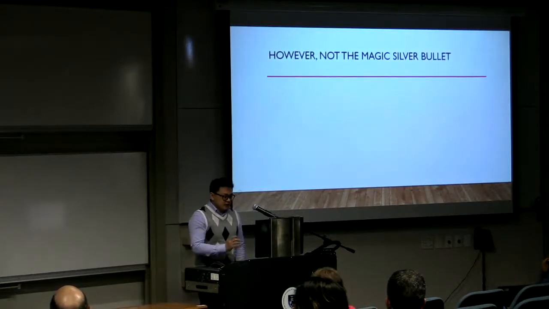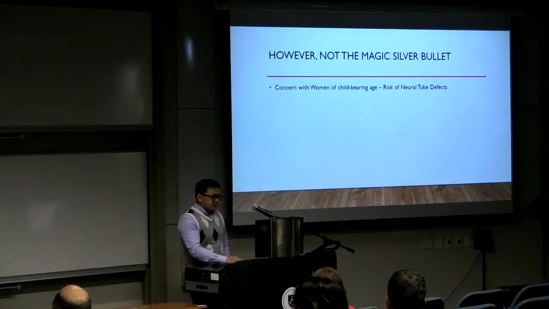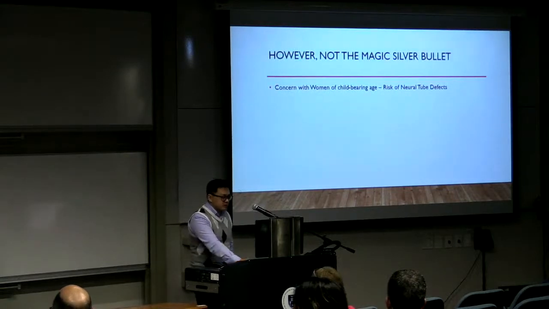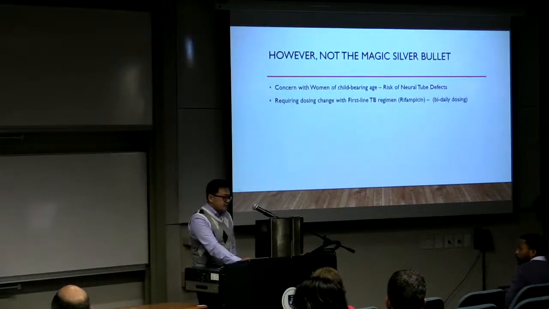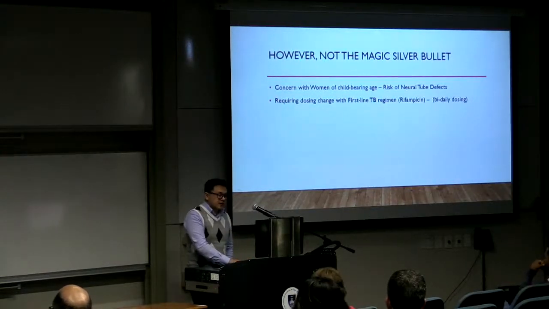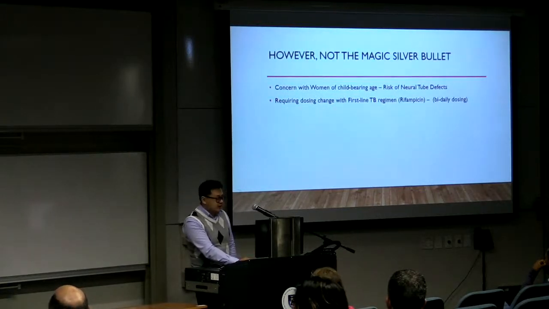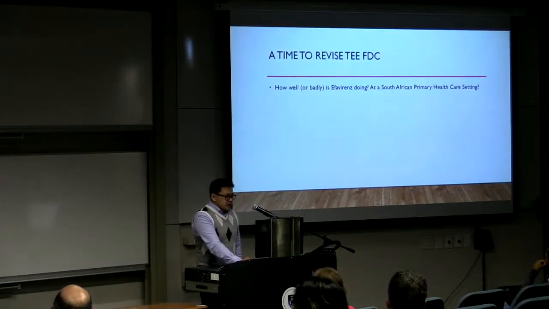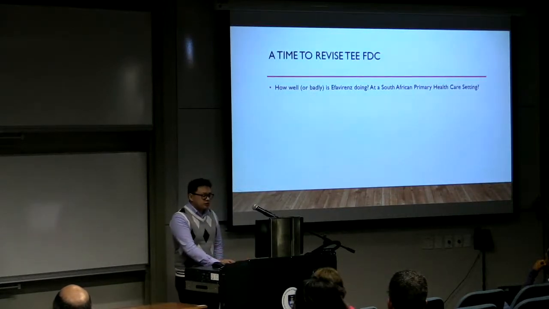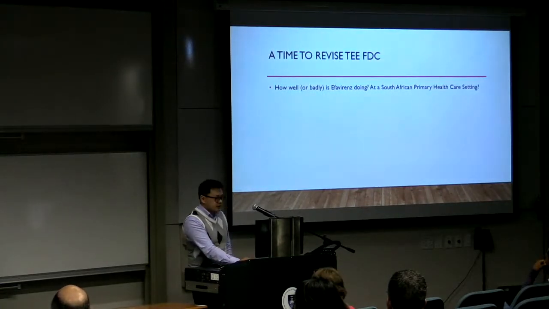However, dolutegravir all sounds good, but it's not yet a magic bullet to sort out our HIV pandemic. There's a global concern with women of childbearing age. We all know what's happening in Botswana: a higher incidence of neural tube defects in newborn babies with the use of dolutegravir. There's also a dosing change required for first-line TB regimens with rifampicin, from daily dosing of dolutegravir to twice-daily dosing. That's a problem in our country, with our high HIV and TB co-infection rate. So before we introduce it, hopefully towards the end of 2019, definitely hopefully 2020, we get dolutegravir in the state sector.